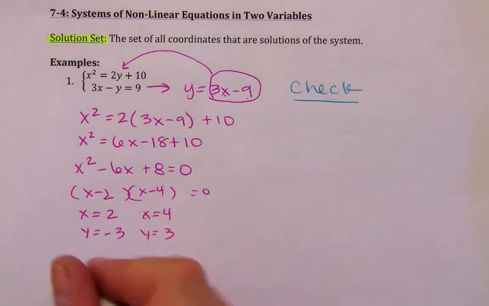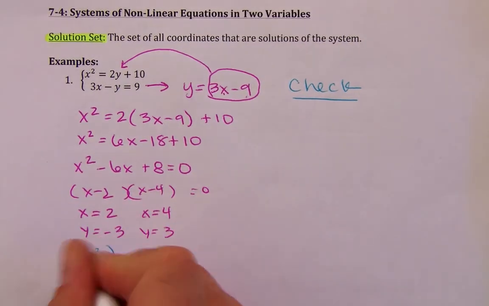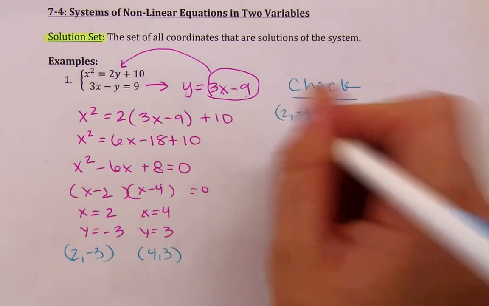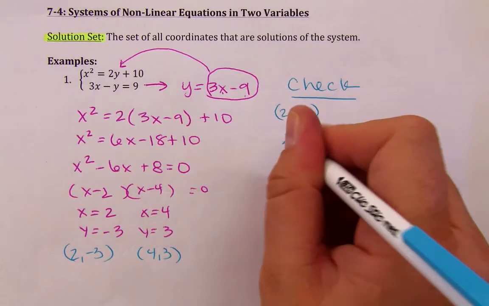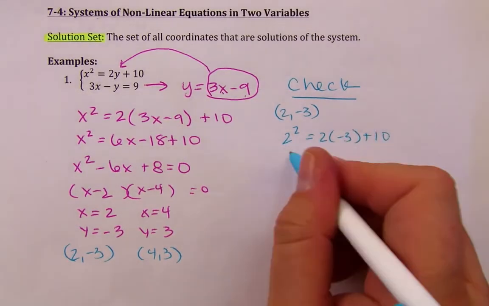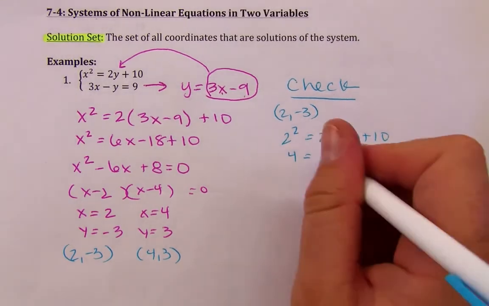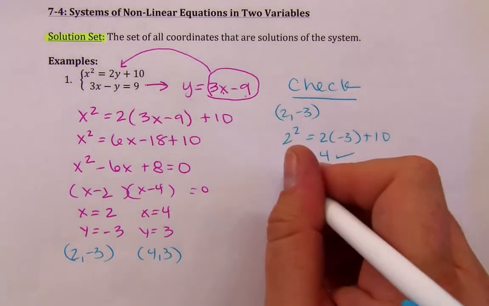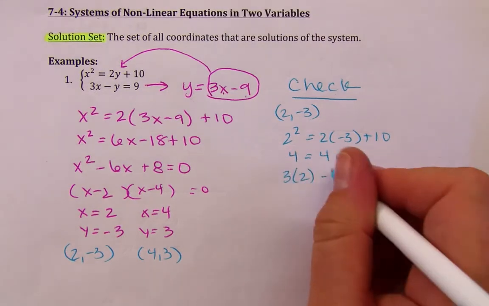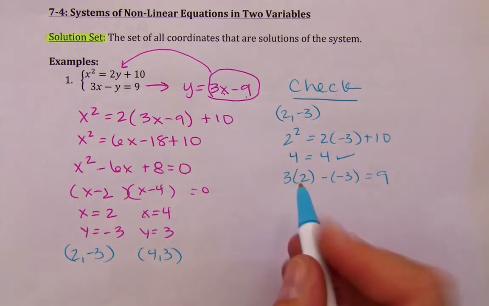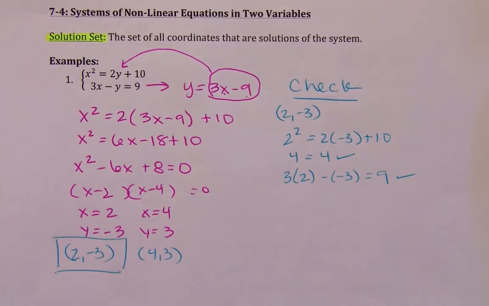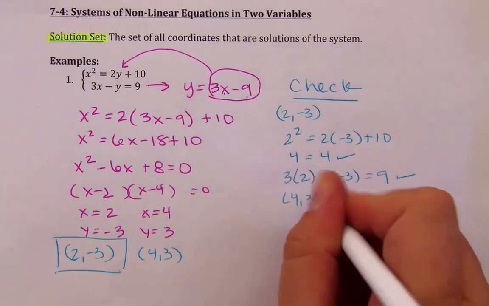And if I plug in the coordinates, this is going to be 2, negative 3. And this one is 4, 3. So plugging in 2, negative 3 to the first equation, I have 2 squared equals 2 times negative 3 plus 10. 2 squared is 4, and that's negative 6 plus 10 is 4, so this one works. But it also has to work in the other equation. So 3 times 2 minus negative 3 equals 9. And that's 6 plus 3 is 9. So this one also works out. So this point's good.